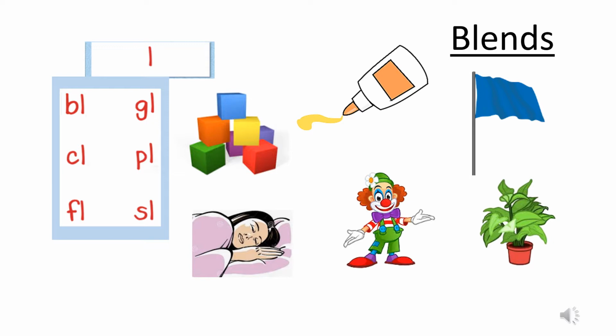Here is a page with 6 pictures, and there are 6 L blends to match with the picture. I will say the name of the picture, and you try to match the blend. Blocks, glue, flag, sleep, clown, plant. Now let's check and see if you matched the blend to the picture correctly.